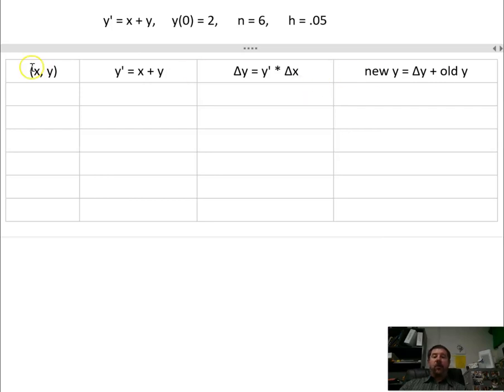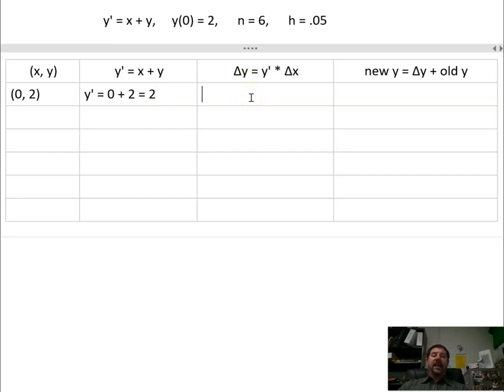So we have some original point. In this case, we're starting out at the point 0, 2. And then I'm going to work through this process. Again, I don't think this is really hard. It's more kind of tedious. Then I'm going to find my y prime, which equals the x value, 0, plus the y value, 2. So that equals 2.